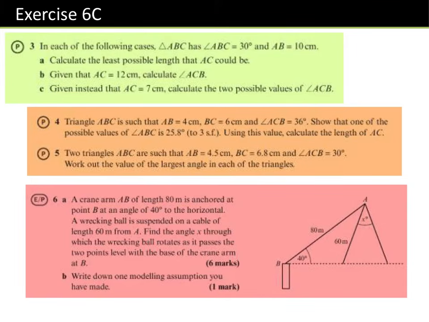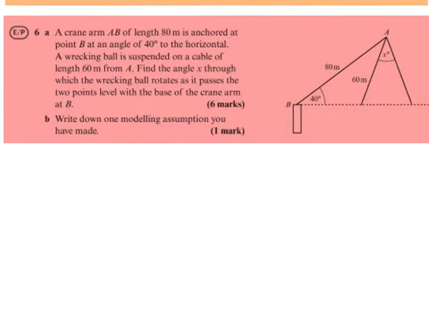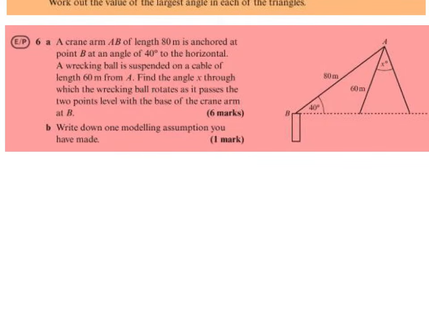Okay then, so let's have a look at question 6. So, if I move this up here, right then, a crane arm AB of length 80 metres is anchored at point B at an angle of 40 degrees to the horizontal. A wrecking ball is suspended on a cable length of 60 metres from A. Find the angle X through which the wrecking ball rotates as it passes the 2 points level with the base of the crane at B. Okay, so we've got to find that angle X.